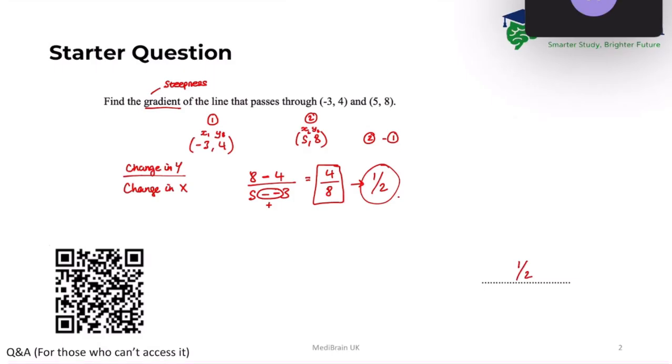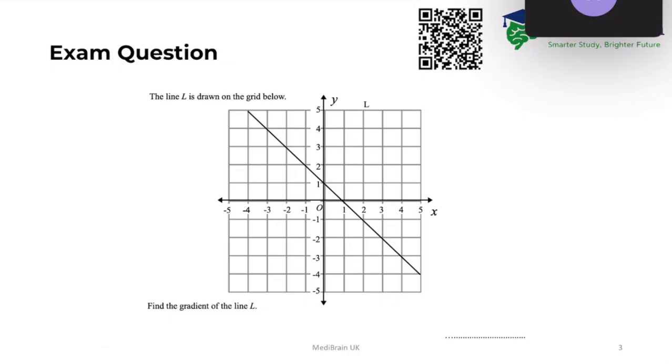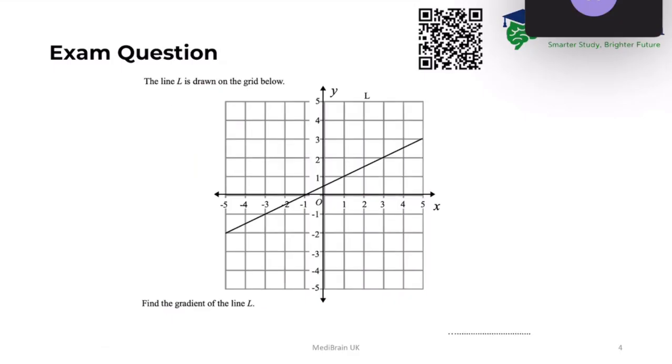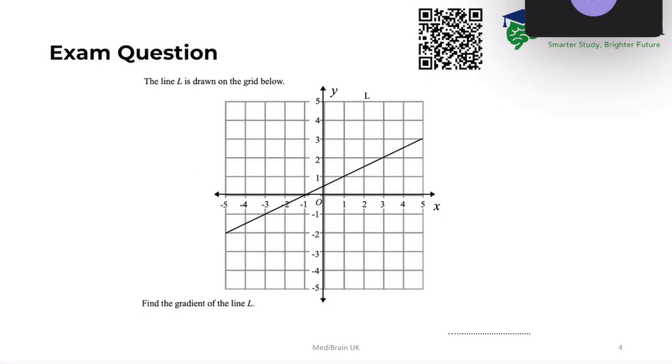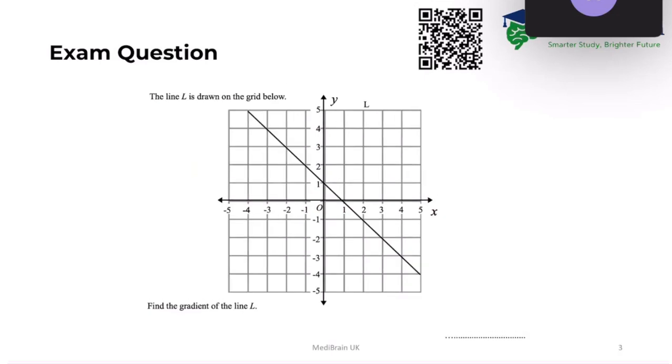Now, what we're going to do today is there were a few questions we never got on to in our last lesson, and we're going to focus on them first, two questions, and then we're going to move on to y equals mx plus c. I'll have a go at this question first, and then I'm going to give you guys this question to have a go at. It says the line L is drawn on the grid below. So let's find the gradient of the line L.